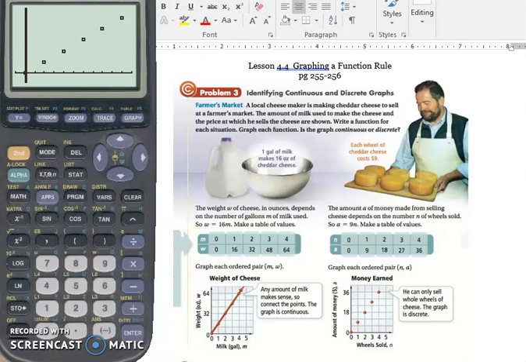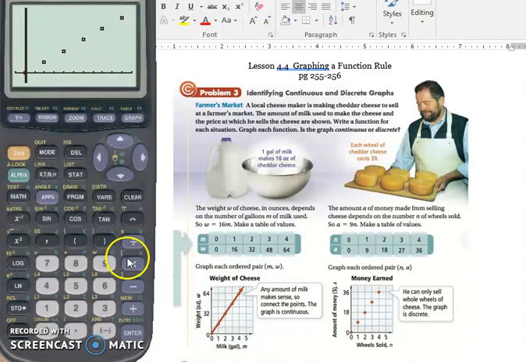Okay, this is Algebra 1, Part 1, Lesson 4.4, page 255 to 256, Problem 3, Identifying Continuous and Discrete Graphs. So what they're showing you here is that within the same problem, you can have both things going on. It tells you that the weight of the cheese depends on the number of gallons of milk you used. 16 ounces is a gallon. Because the cheese, I apologize, the cheese will be measured in weight, in ounces.